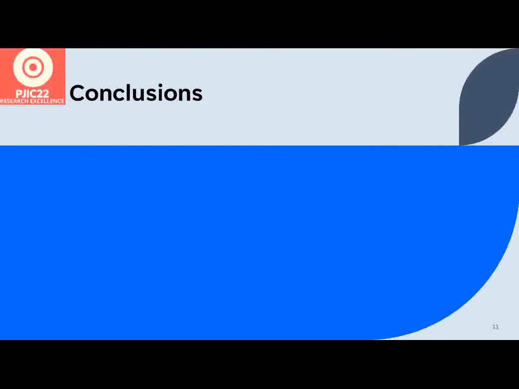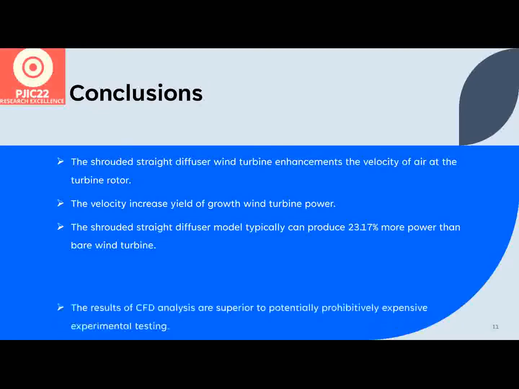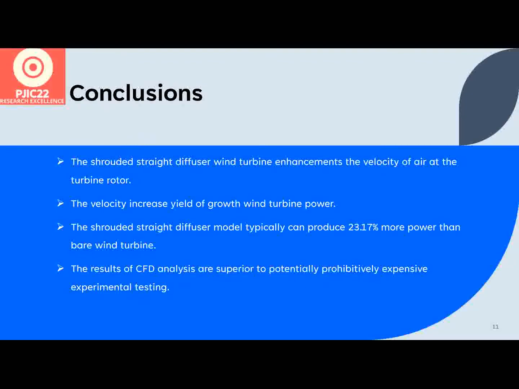The conclusions of this article are: the shrouded straight diffuser wind turbine boosts the velocity of air at the turbine rotor. As a result, the increased velocity yields an intensification of wind turbine power. Hence, when compared to the bare wind turbine, the shrouded straight diffuser model can typically produce about 23.17% more power. Thus, CFD analysis produces better outcomes than potentially prohibitively expensive experimental testing.